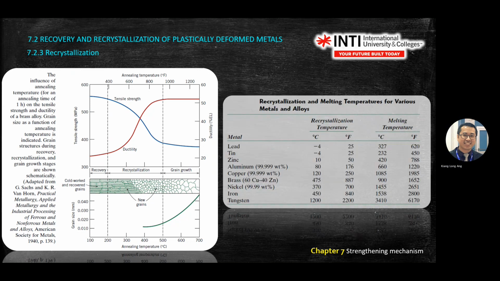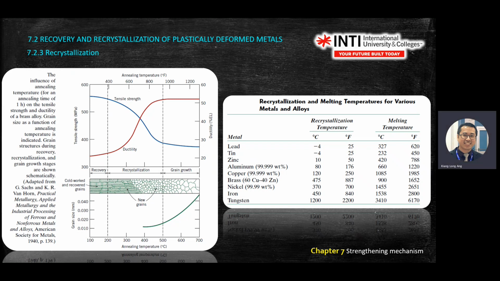All right. So this graph is also very important. As you can see, where does the recrystallization happen? So you have recrystallization temperature and melting temperature. Let's take a normal material, aluminium. Aluminium recrystallization is 80 degrees, but the melting temperature is 660. Okay. So where does this 80 happen?